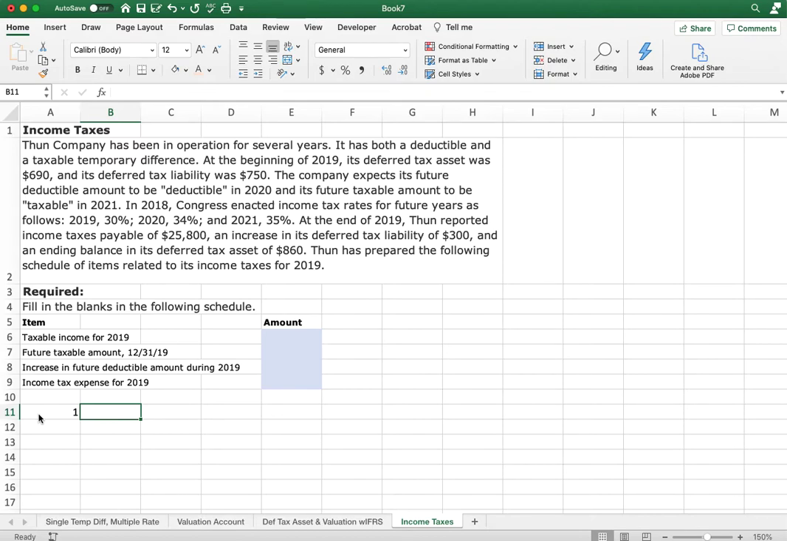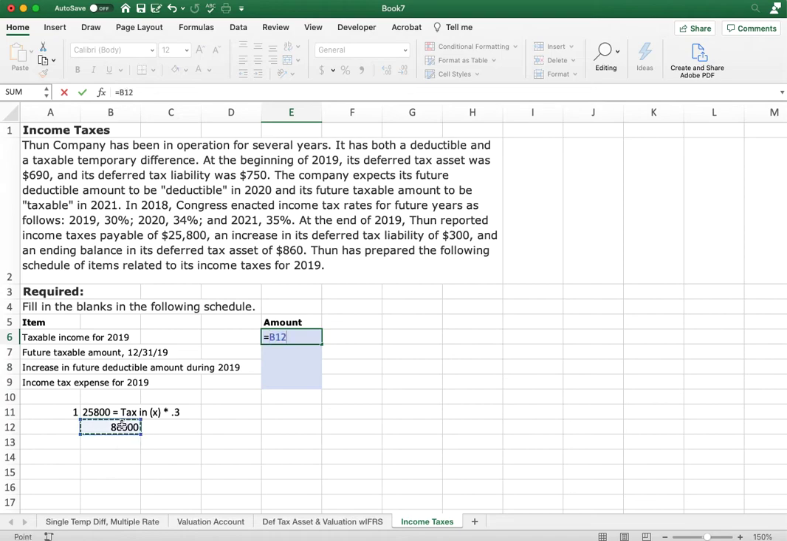On number 1, we're looking for taxable income of 2019. We were given the income tax payable of $25,800, and so we could plug that into an equation saying $25,800 is equal to our taxable income, which we'll call X, times the tax rate of 0.3. And so if we solve for X, that would give us 25,800 divided by 0.3 for taxable income of $86,000.